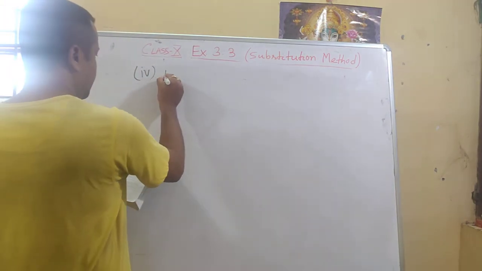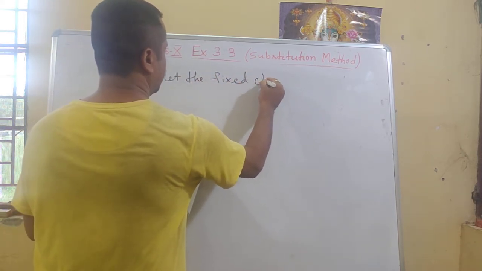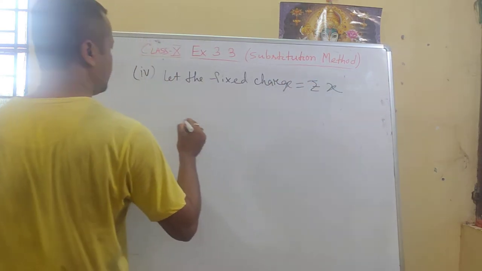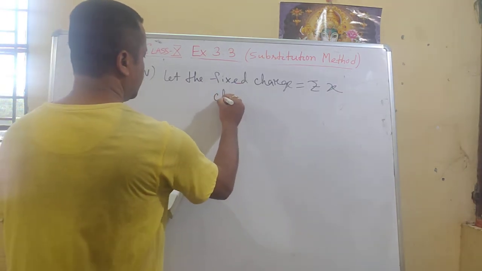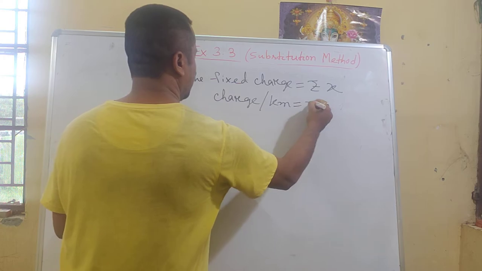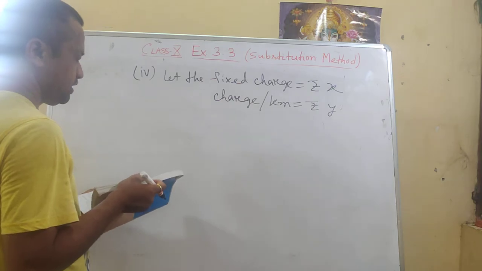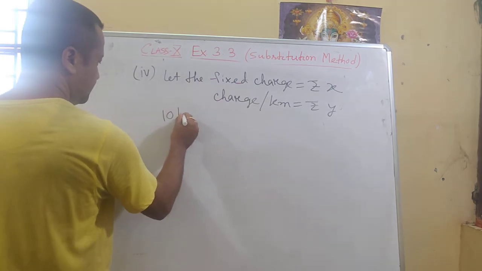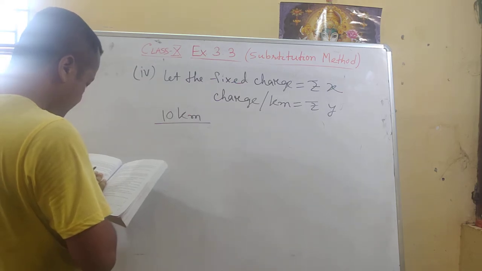So there is a fixed charge. Let the fixed charge be rupees x and the charge per kilometer be rupees y. So for a distance of 10 kilometer, the charge paid is rupees 105.